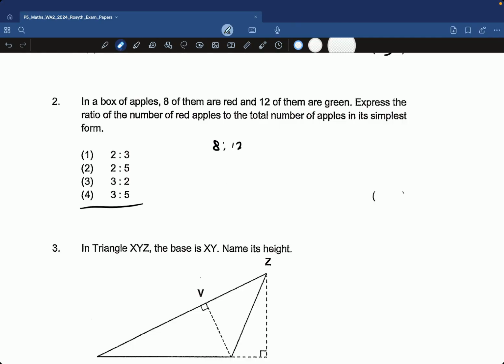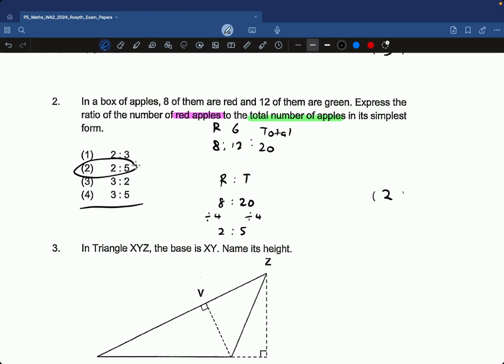So now the thing is that they want the ratio of red apples to the total number of apples. We already know the red apples, but we also want to get the total number of apples. So red to green is 8 to 12. The total is 8 plus 12, which is 20. So red apples to the total is 8 to 20. Now if we simplify it, we divide both by 4, and this will be 2 to 5. So the answer is number 2, 2 is to 5 in this case.